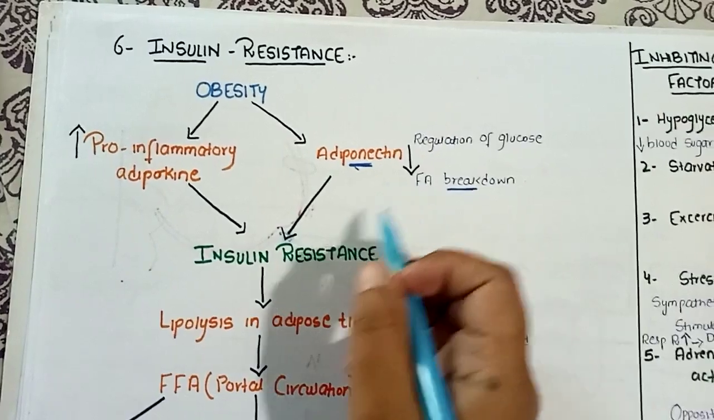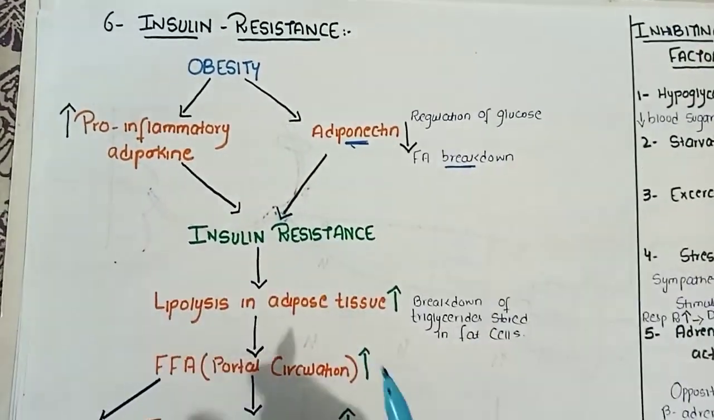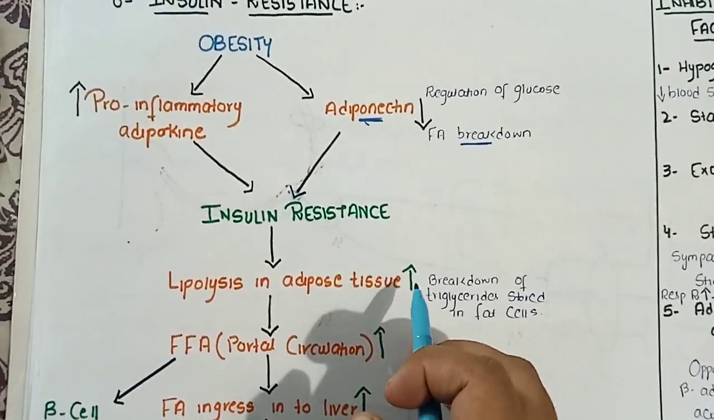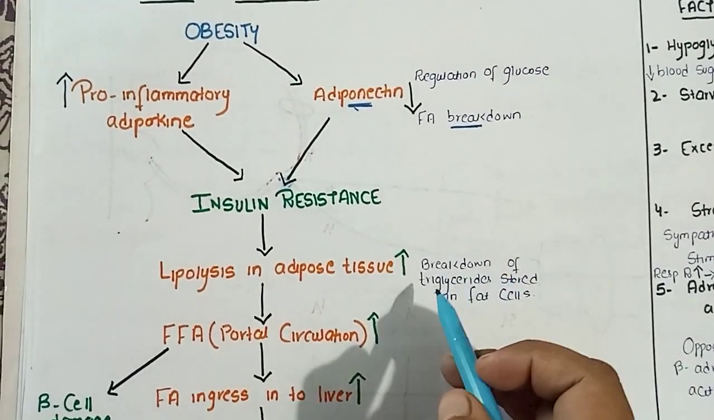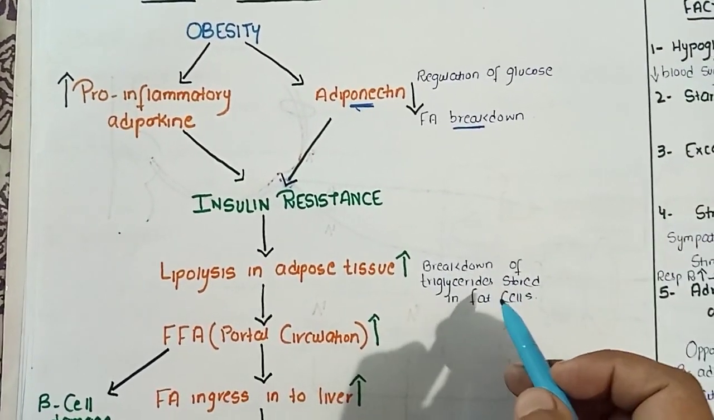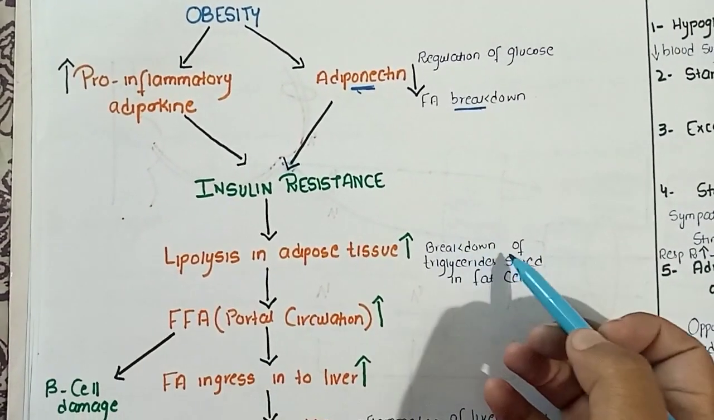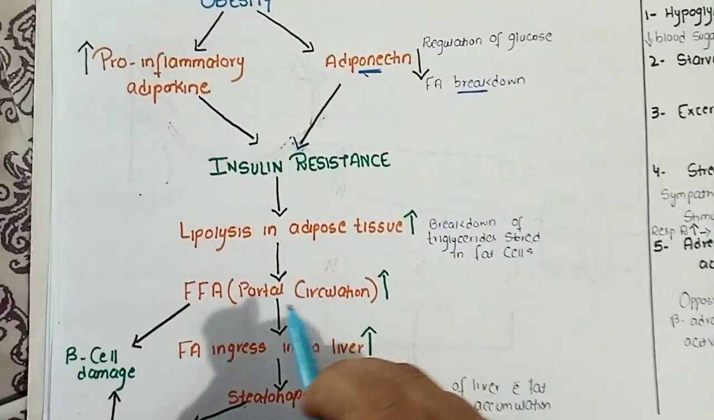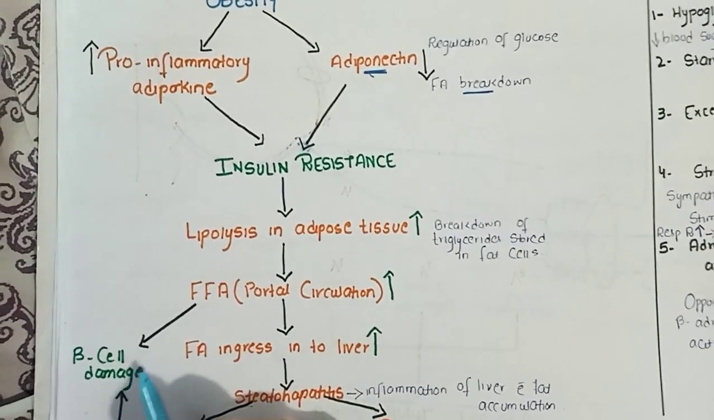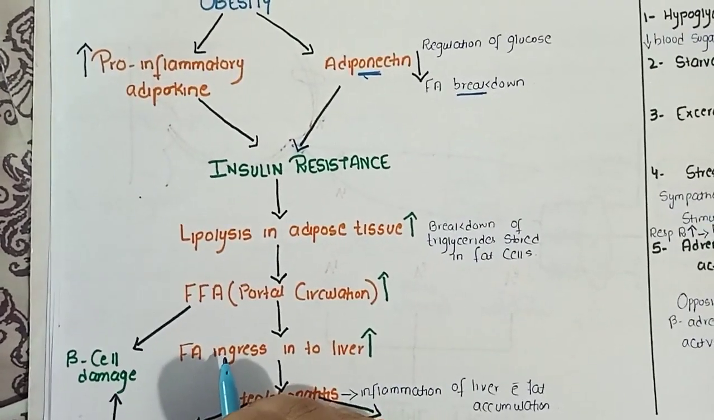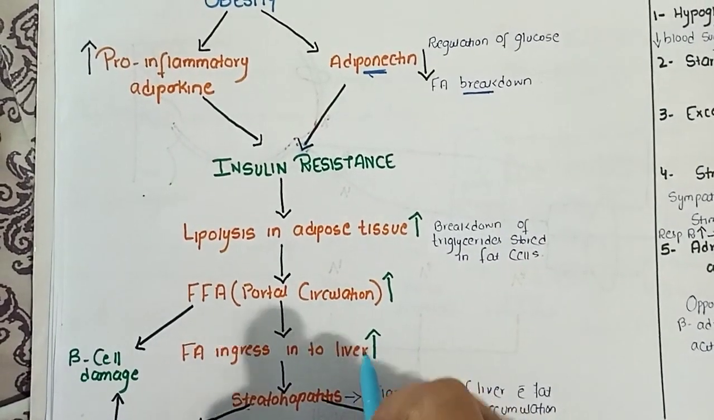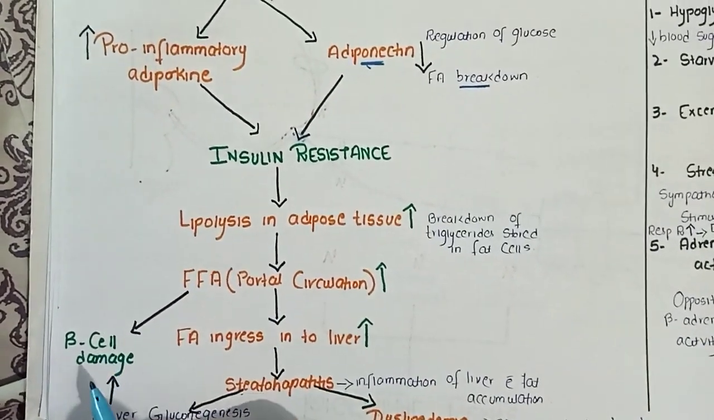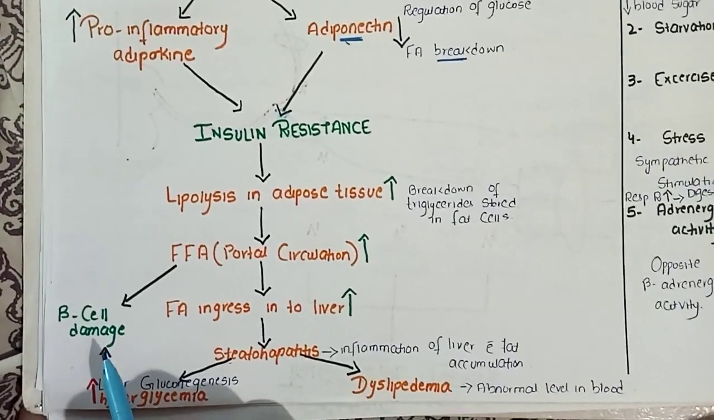So these two effects will cause insulin resistance, and as a result of insulin resistance, lipolysis in the adipose tissue will be increased, or we can say that breakdown of the triacylglycerides stored in the fatty acids will also increase, and due to the breakdown of the triglycerides, the free fatty acid concentration in the portal circulation will increase, and this effect will cause two further effects. The first one is that the fatty acid ingress in the liver will also increase, meaning that fatty acid accumulation within the liver increases, and it will also damage the beta cells which are involved in the secretion of insulin.